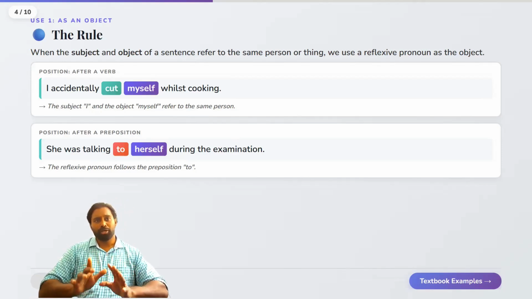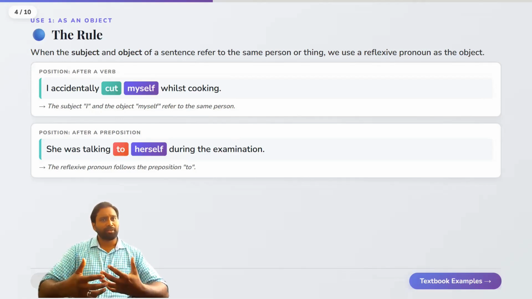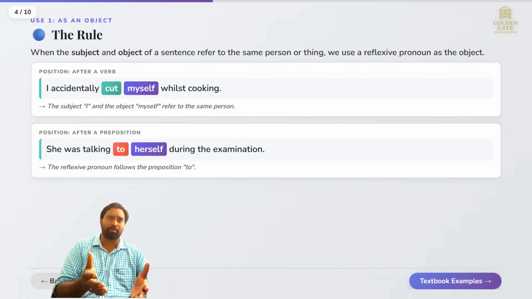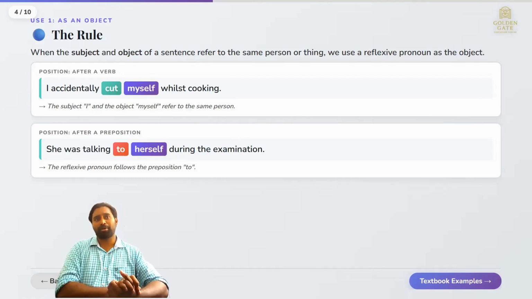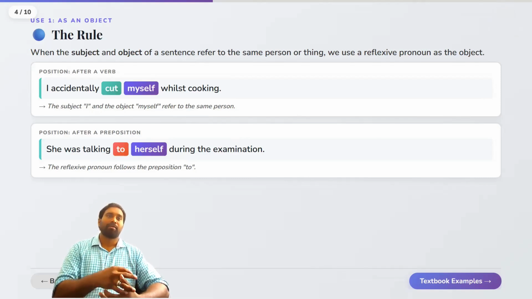Let's check the second example. She was talking to herself during the examination. What is the action here? Talking. Who was talking? She. That's the subject. Who was she talking to? Herself. The same person. Notice where you see the reflexive pronoun in this sentence. Where can you see that? Right after the preposition to.